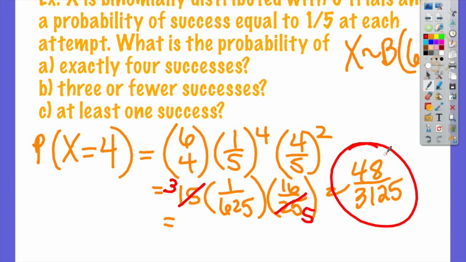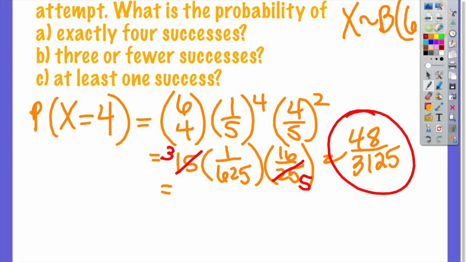Alright. Now, 3 or fewer successes. What does that mean? I mean, you have to do the factorial. What would that look like? If I wanted to set it up as a probability, it would be what? Oh no, not that part. I mean like this part. What would it be for X?